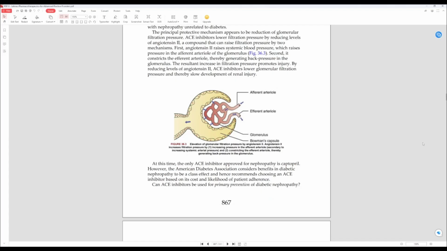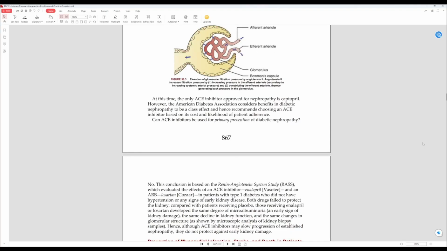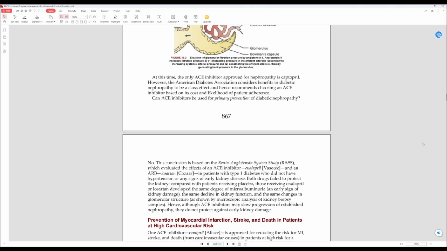At this time, the only ACE inhibitor approved for nephropathy is captopril. However, the American Diabetes Association considers benefits in diabetic nephropathy to be a class effect and therefore recommends choosing an ACE inhibitor based on its cost and likelihood of patient adherence.